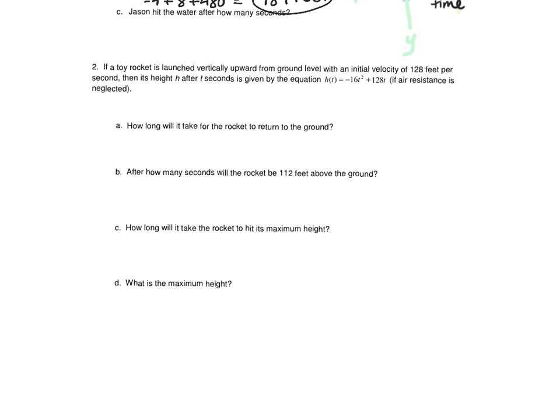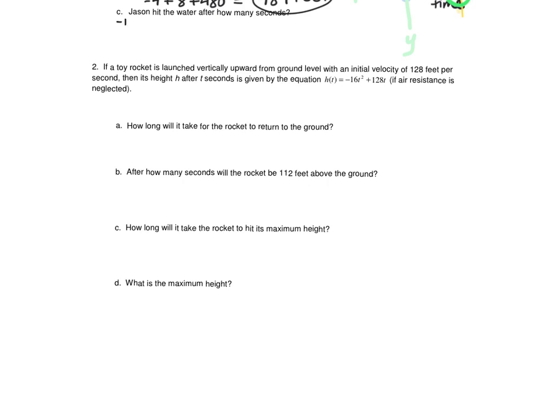The next question asks, Jason hit the water after how many seconds? Well, if I look at his motion, he's going up, maximum height, coming down. He's going to hit the ocean, and that's where it crosses the x-axis. So what I'm looking for is a 0. So what I'm going to have to do is factor and solve.